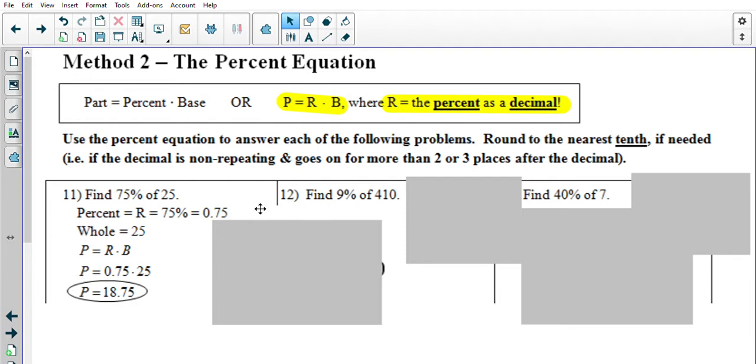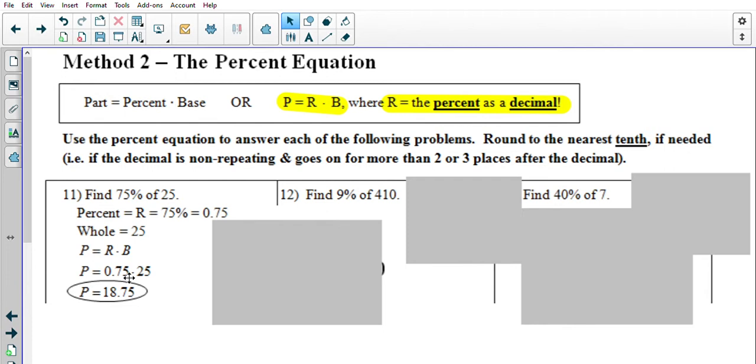75% is R, and we do want to write that as a decimal, which is 0.75. I'm just going to move that out of the way. It's going to be 0.75. So if we have P equals R times B, that's P equals R 0.75 times B 25, and we get 18.75. I actually find the percent equation for problems like this, where it asks you to find the percent of a number, to be a little easier. You may find that you prefer one over the other, and we'll compare those in a little bit as well.